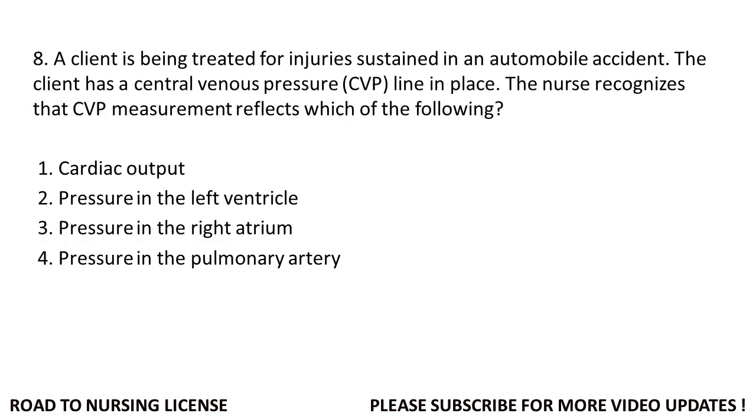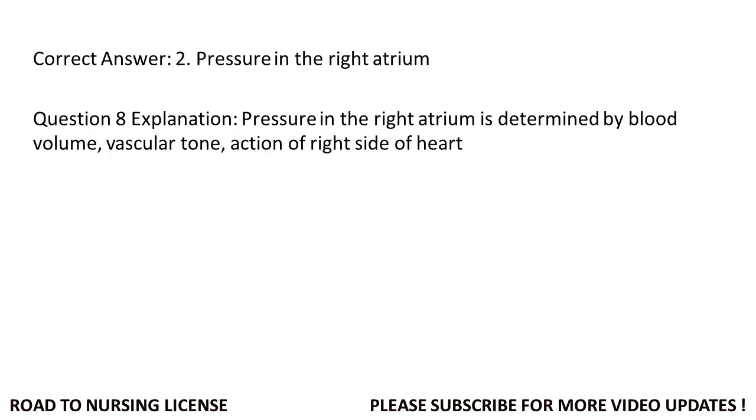Question 8. A client is being treated for injuries sustained in an automobile accident. The client has a central venous pressure, CVP, line in place. The nurse recognizes that CVP measurement reflects which of the following? 1. Cardiac output. 2. Pressure in the left ventricle. 3. Pressure in the right atrium. 4. Pressure in the pulmonary artery. Correct answer, 3. Pressure in the right atrium.